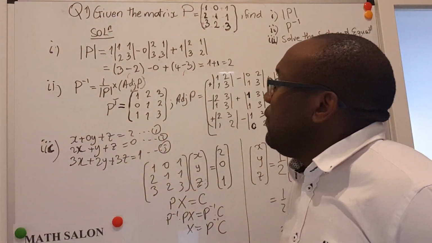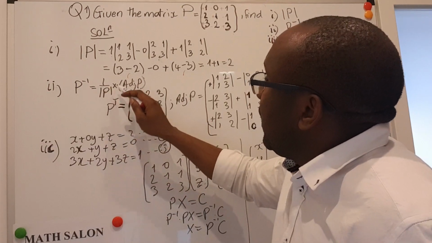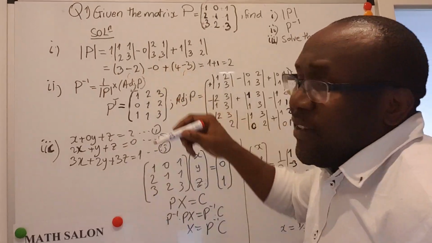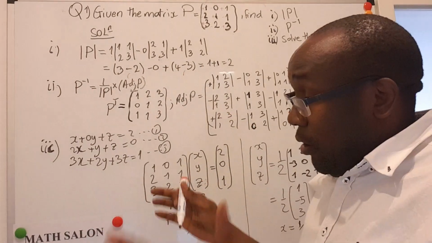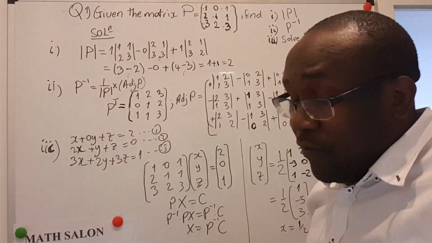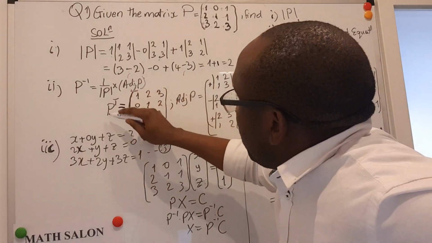So we go now to the inverse. The inverse is defined as 1 over the determinant of the matrix times the adjoint or the adjugate of P. So the adjoint or adjugate is simply the transpose of the cofactor matrix or the cofactor matrix of the transpose. If you do any of them, you should come up with the same result. So what I would do is first transpose the matrix P.